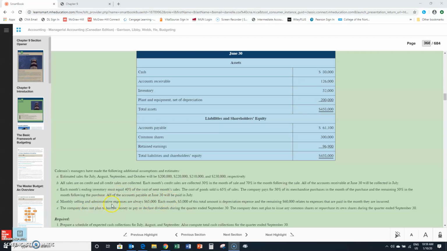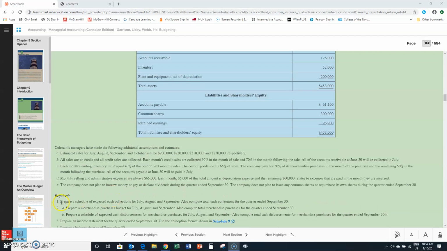Monthly selling and admin expenses are $65,000 each month, but $5,000 of this is depreciation. The remaining relates to expenses that will be paid in the month they are incurred. The company does not plan to borrow or pay or declare dividends during the quarter. It does not plan to issue any common shares or repurchase shares.